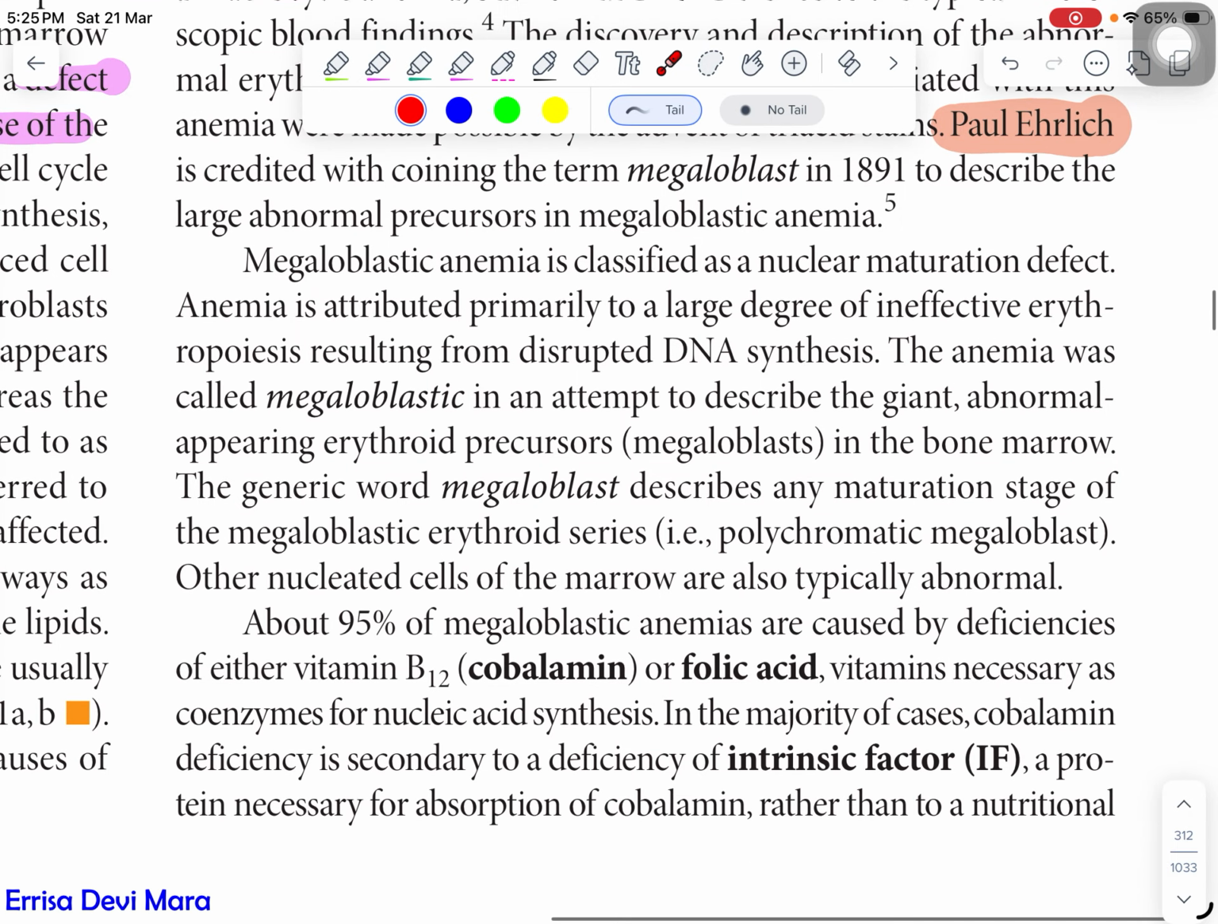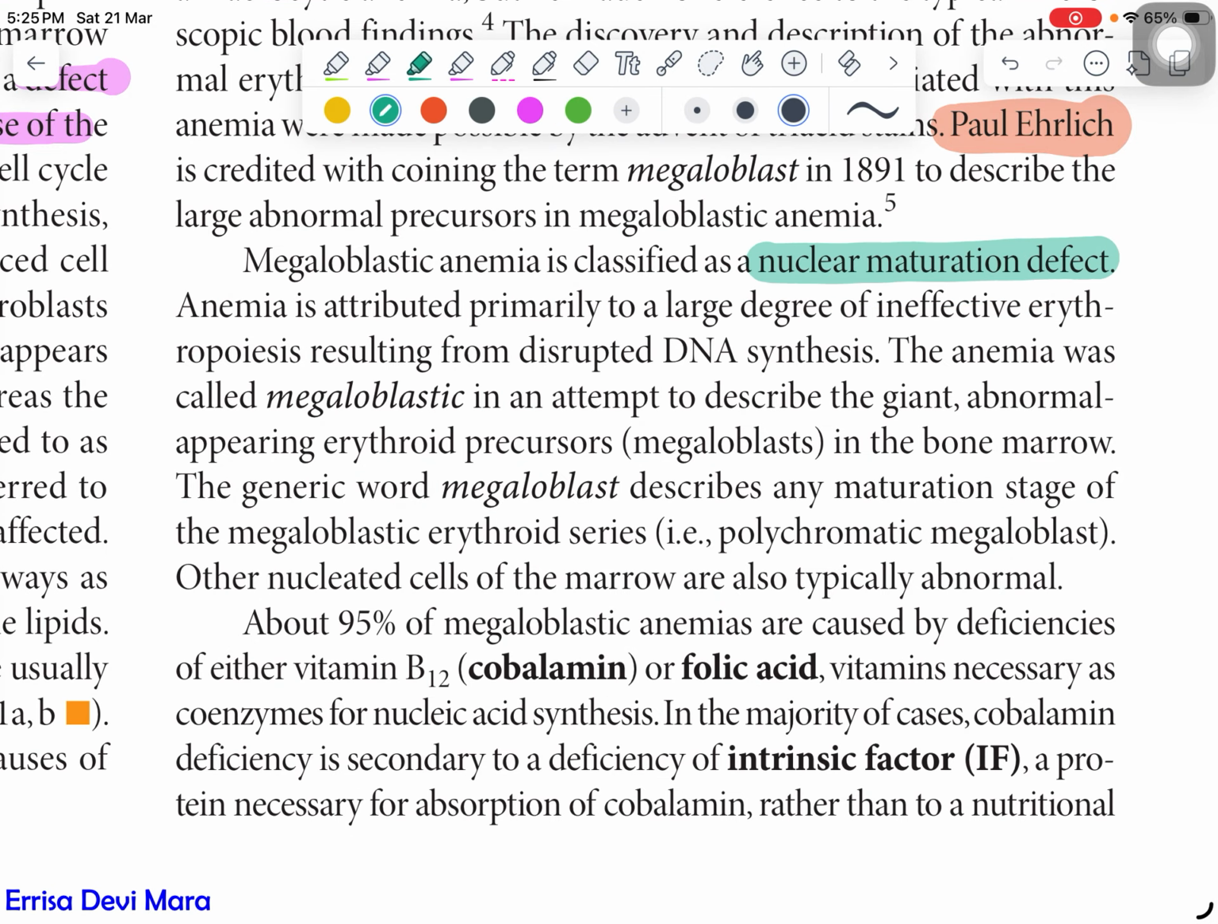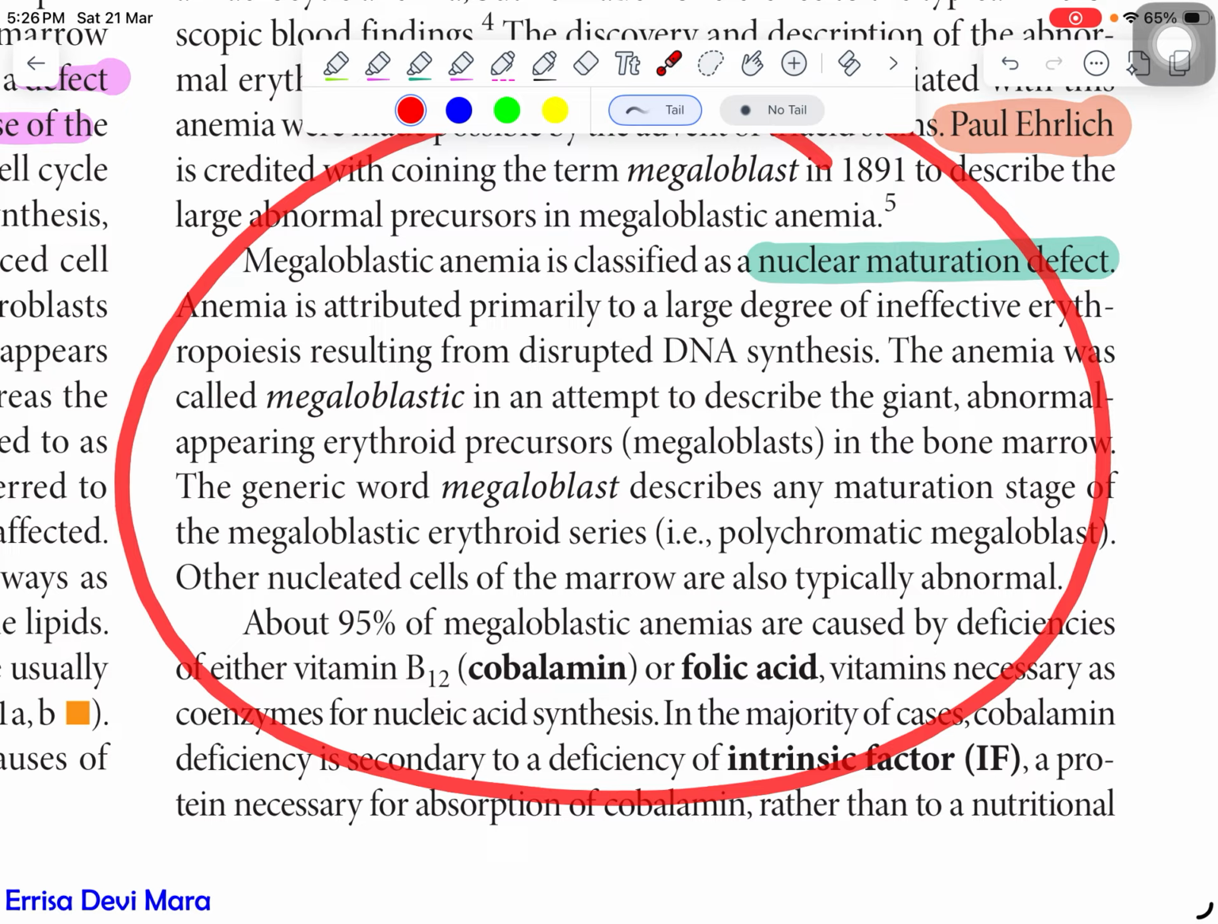Megaloblastic anemia is classified as a nuclear maturation defect. Nuclear maturation defect. Anemia is attributed primarily to a large degree of ineffective erythropoiesis resulting from disrupted DNA synthesis. The anemia was called megaloblastic in an attempt to describe the giant abnormal appearing erythroid precursor, that is the megaloblast, in the bone marrow. The generic word megaloblast describes any maturation stage of the megaloblastic erythroid series.